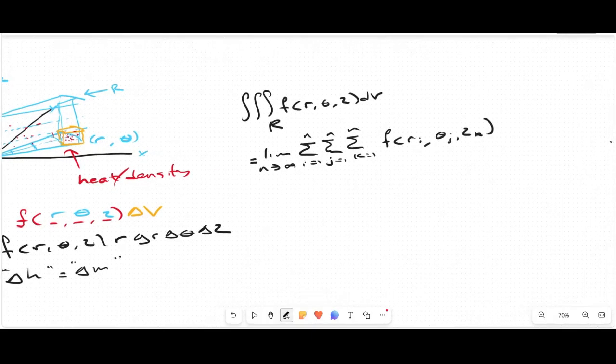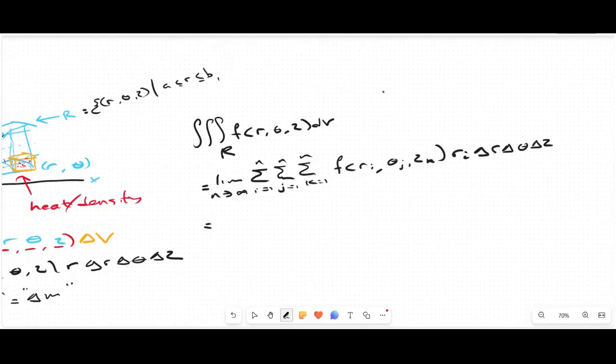And for every 1 point we sample, we have some amount of volume there represented by R at that point, Ri, times the little delta R, delta theta, delta Z. And if the region is given by, let's say, all R, theta, Z such that maybe R goes between A and B. Theta, we usually use Greek letters, theta goes between alpha and beta. And then Z goes between C and D, let's say.